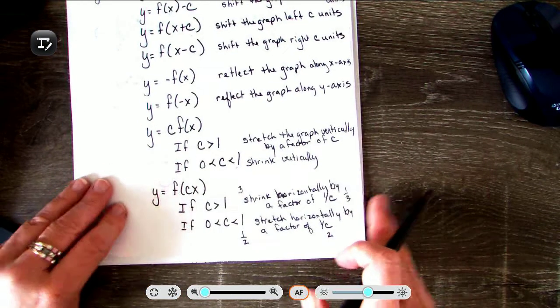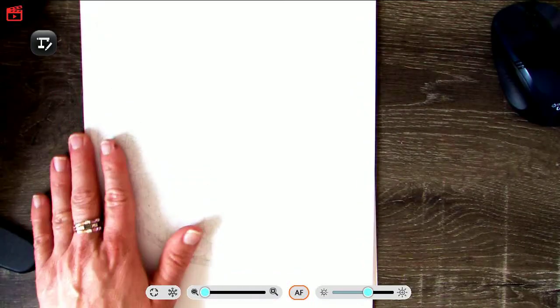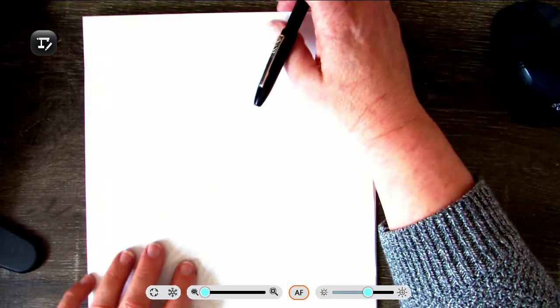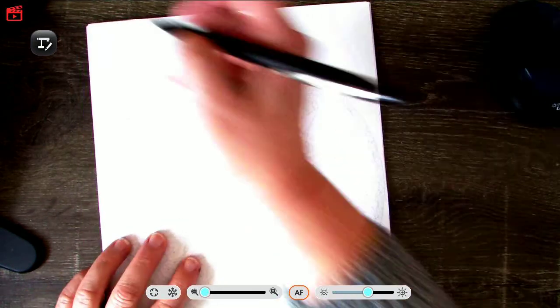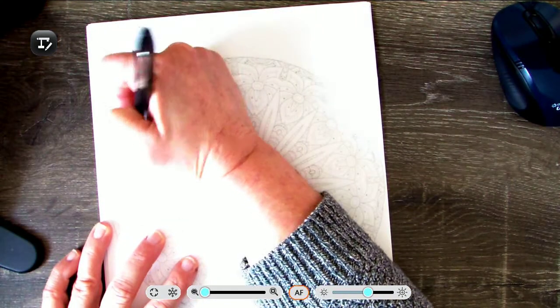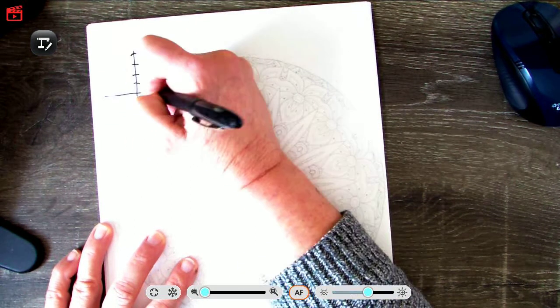Okay, let's go through some specific examples so we can see these shifts moving. So let's start with a function. I'm just going to draw a simple looking function, making some points here.